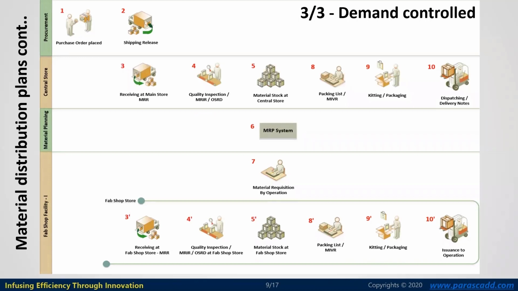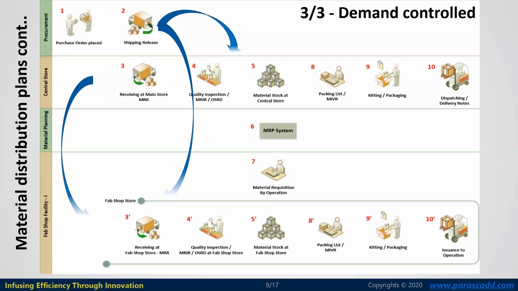In demand control, especially in large scale projects where the number of complexes, units, or production facilities is large, and material supply demand is running high, the demand control flow can also be achieved over here. Here we can see the shipment is directly released to the central store, as well as, on the basis of the demand, directly released to the fabrication shop facility stores.